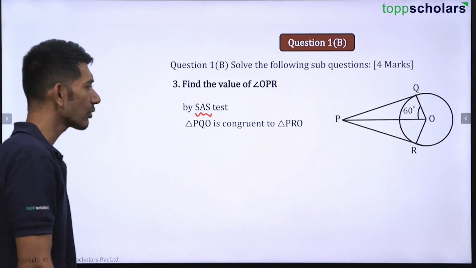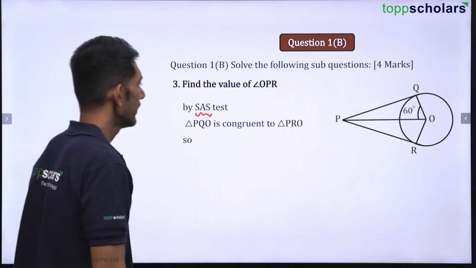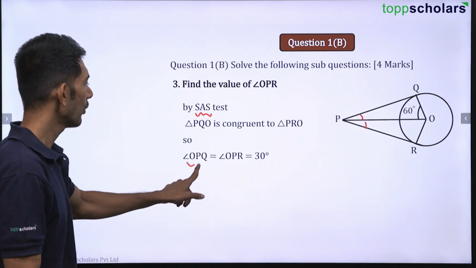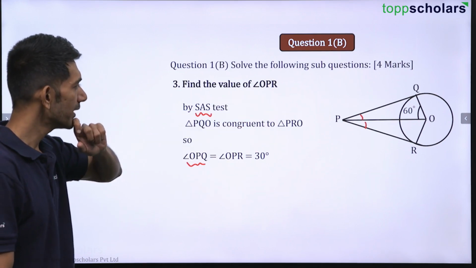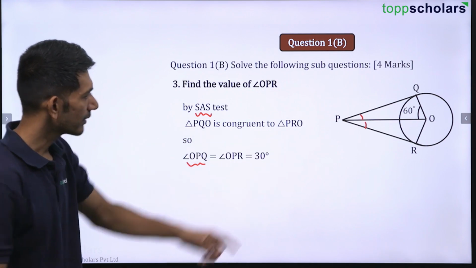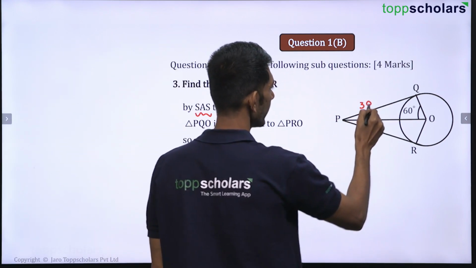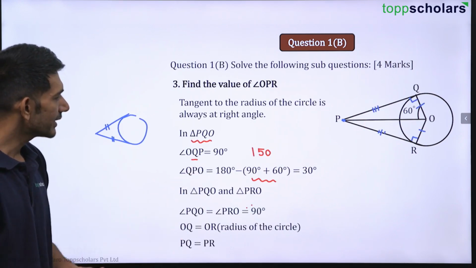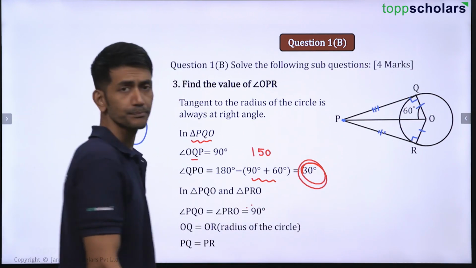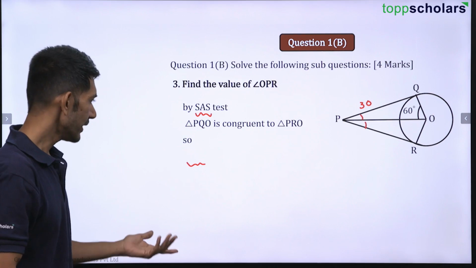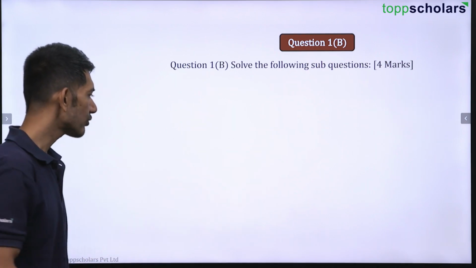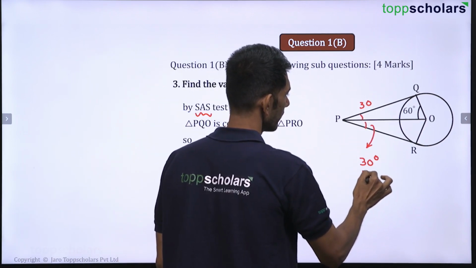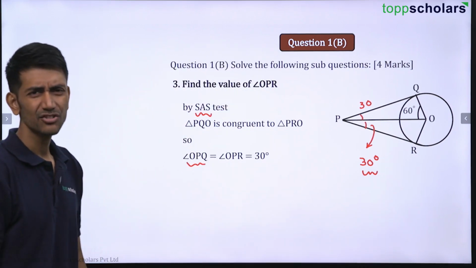So since the two triangles are congruent, now can I say that this angle will be equal to this angle, that is angle OPQ will be equal to angle OPR. But this is already 30, correct? Because if you see the previous slide, we have already proved that as 30 degrees. So yes, if this is 30, the other angle is also going to be 30 degrees. And that's it. Simple. Very straightforward question.